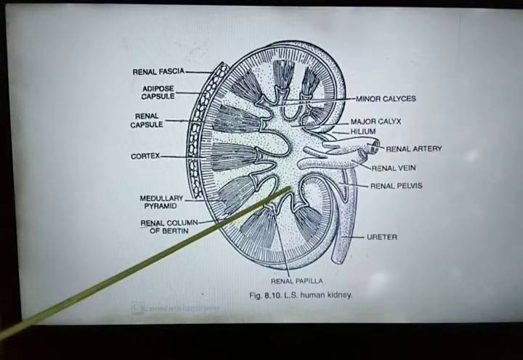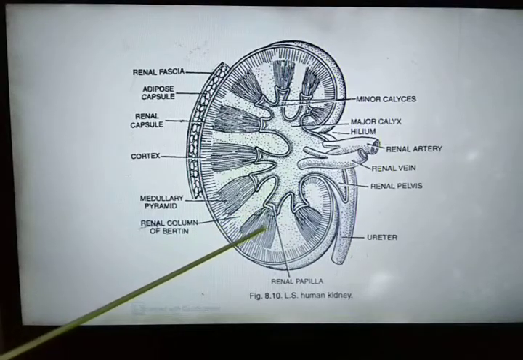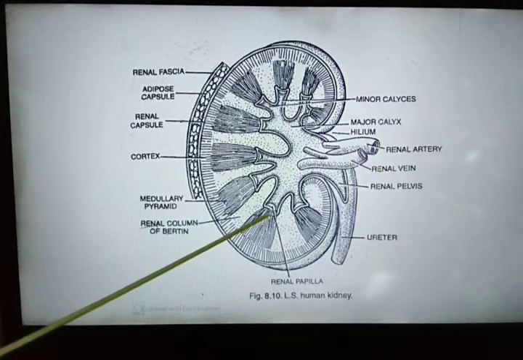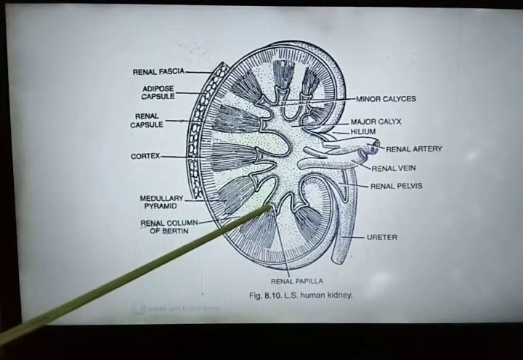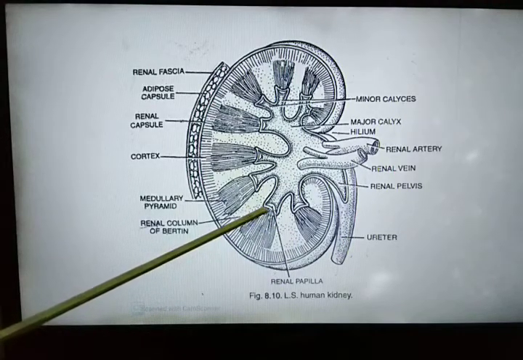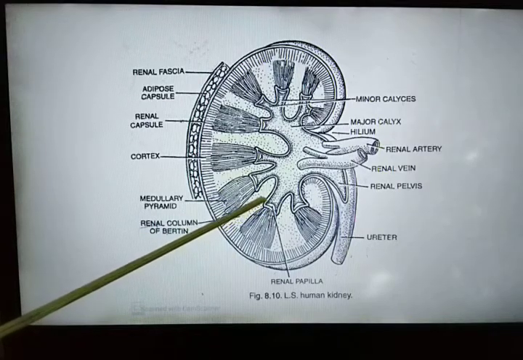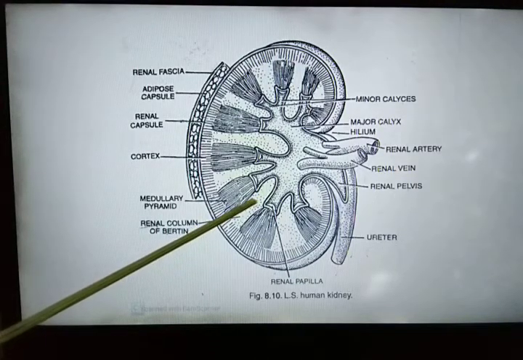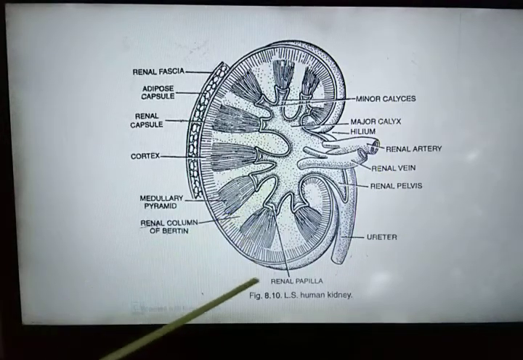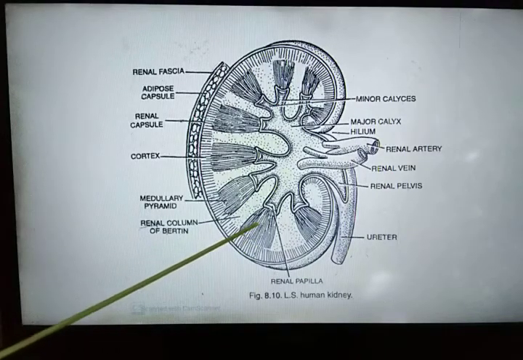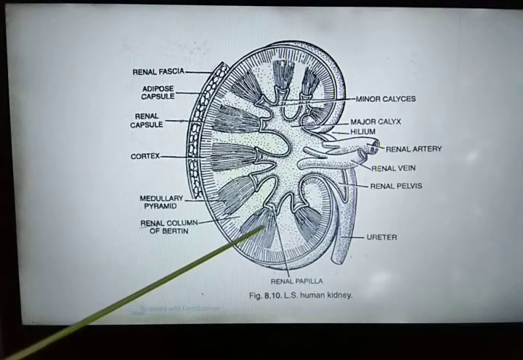Now each renal medullary pyramid terminates into a structure known as the renal papilla. This structure is the renal papilla. Between the medullary pyramids there is an extension of the cortex region, and it forms a structure known as the renal columns of Bertini. The medullary pyramids are connected with minor calyces.